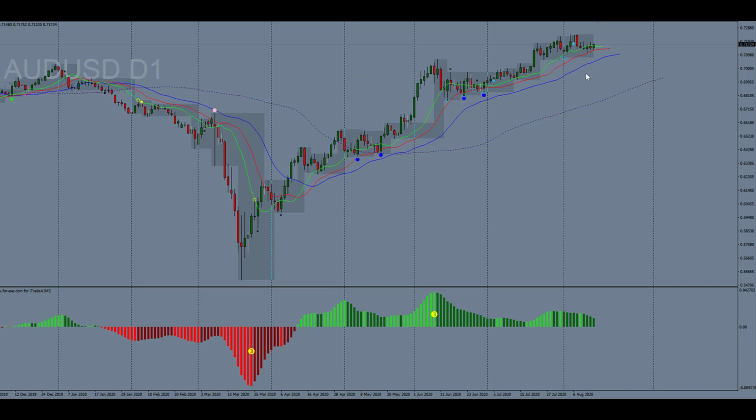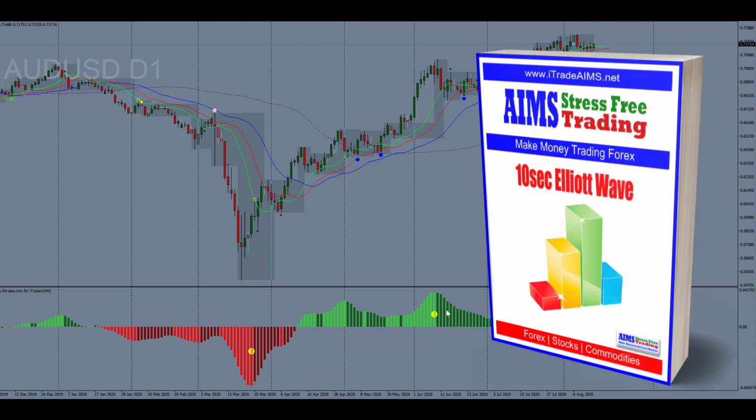For people who are new to the channel and don't know what is on my chart, basically this is the modified alligator, which we call the AIMS gator. So we have the three normal lines and we have the purple line, the purple magic, and we have the eWave's light version, specially available for the members of iTradeAIMS. This is the modified version of AO, and it prints the quick 10-second Elliott waves on the histogram.